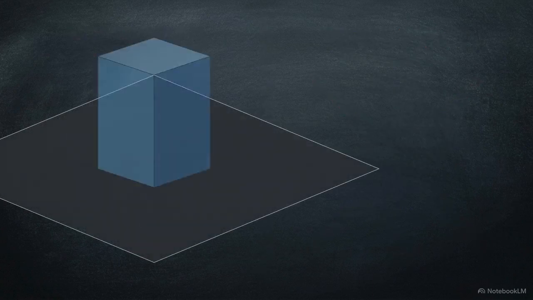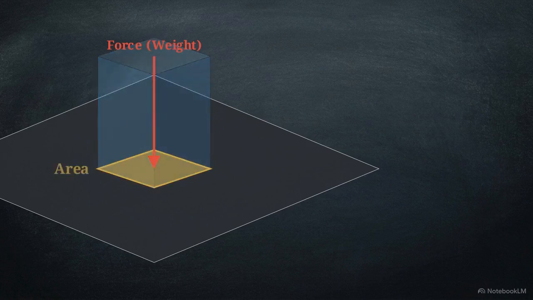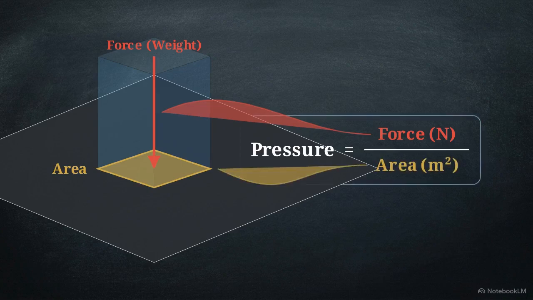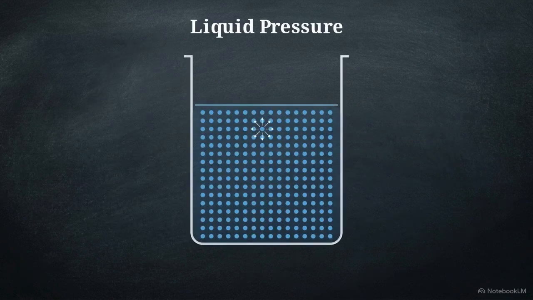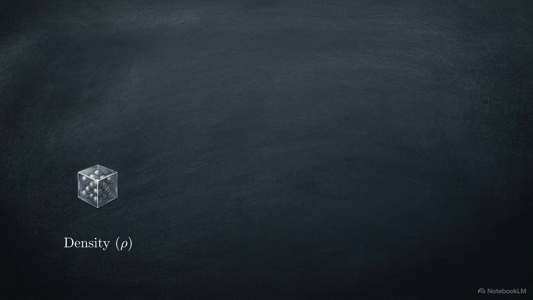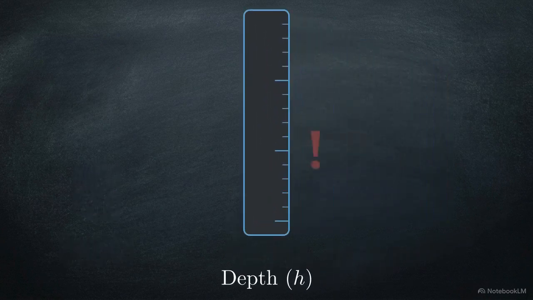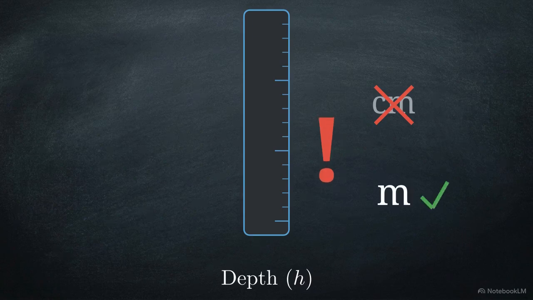When an object rests on a surface, its weight exerts a downward force. Pressure is the measure of that force spread over a specific area. We calculate it by dividing the total force in newtons by the area of contact in square meters. Liquids exert pressure too, but we calculate it differently. Liquid pressure relies on the density of the fluid, the strength of gravity, and the depth of the fluid. The most common trap here is using the wrong units for depth.